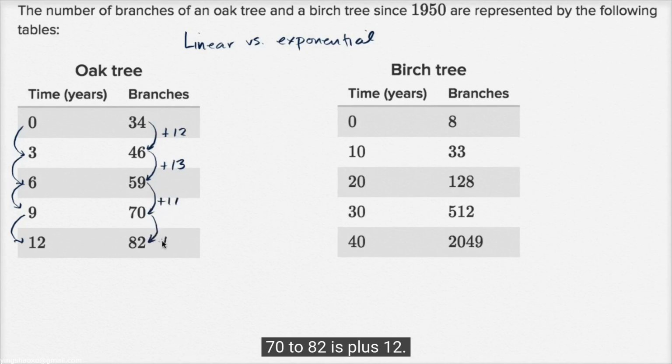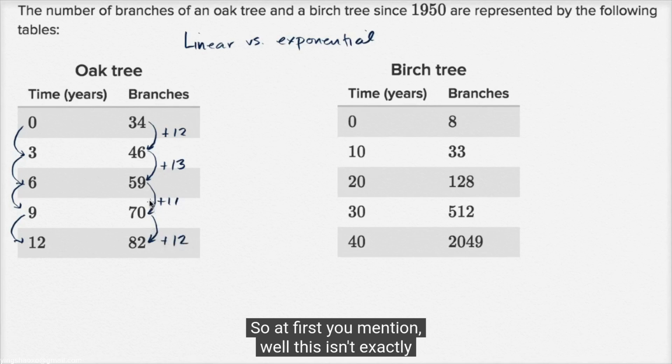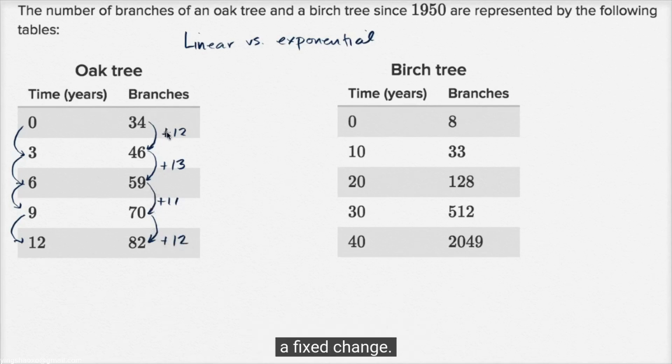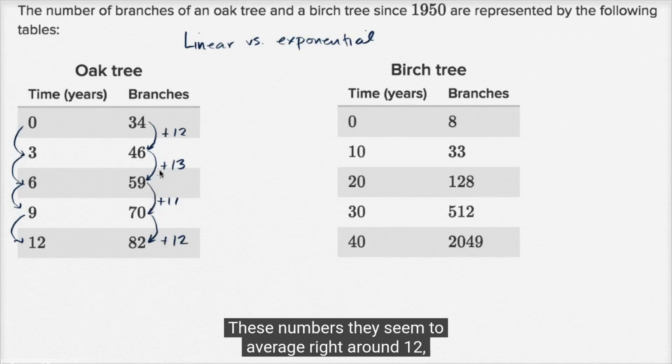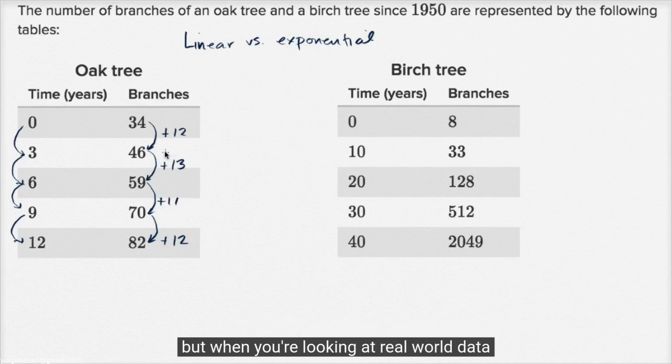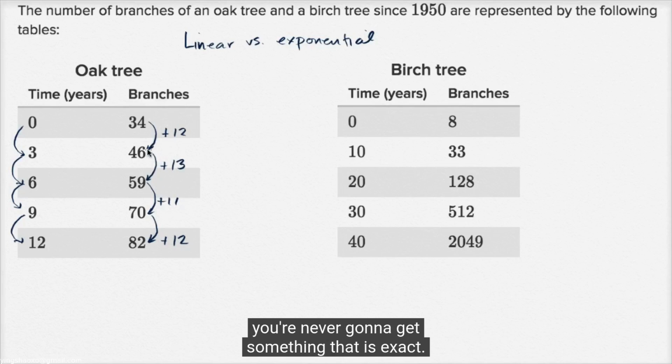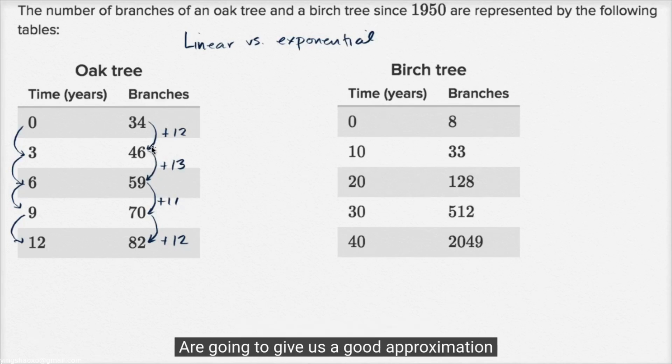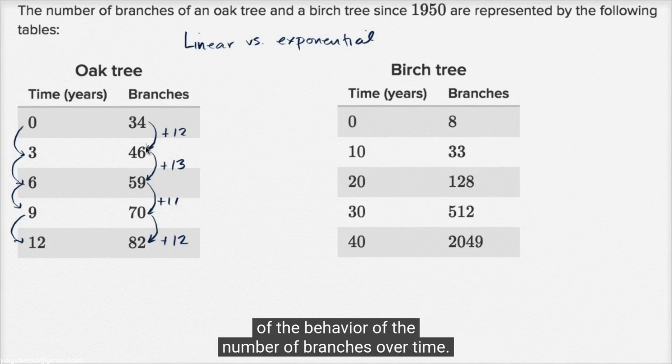70 to 82 is plus 12. And so at first you might say, well, hey, this isn't an exactly fixed change. These numbers, they seem to average right around 12. But when you're looking at real-world data, you're never going to get something that is exact. The models are just going to give us a good fit, a good approximation of the behavior of the number of branches over time.